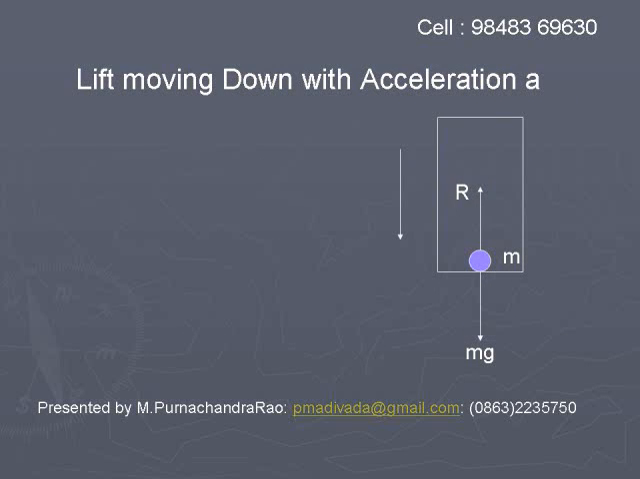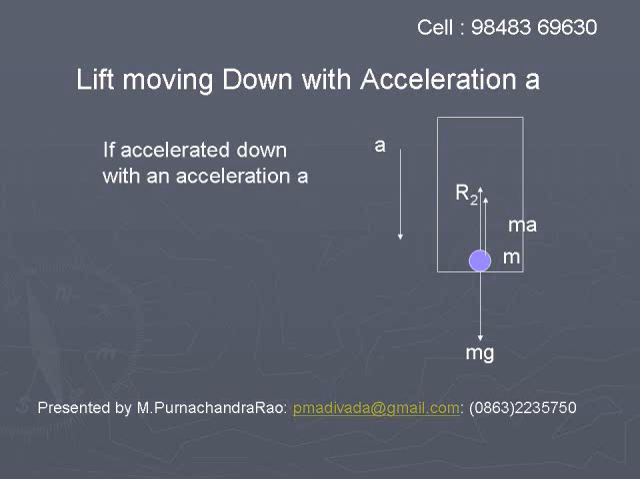If the lift is accelerated downwards, which is shown by an arrow in the downward direction, a represents the acceleration in the downward direction. If it is accelerated in the downward direction, ma is shown in the upward direction. That represents the pseudo force acting in the upward direction when the lift is accelerated down with an acceleration a. When the lift is accelerated down, the body experiences a force in the upward direction.